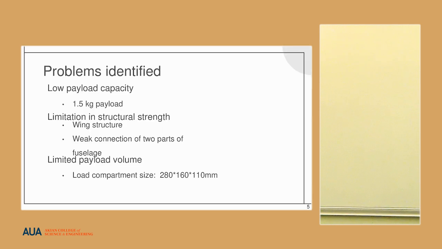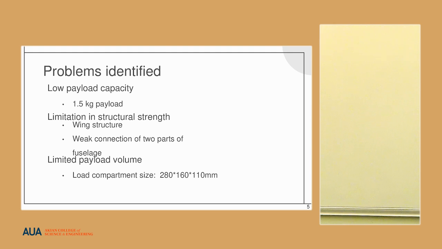This drone was tested by my advisor, Vahan, and during the testing process, it appeared to have some structural limitations in the wing structure, also a weak connection of two parts of the tail, two parts of the fuselage, sorry. Also, the payload capacity for a drone with this huge wingspan was too low, considering 1.5. And also, the payload volume was limited because it is housed within the fuselage.